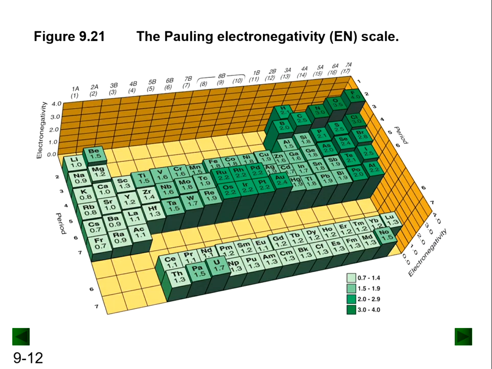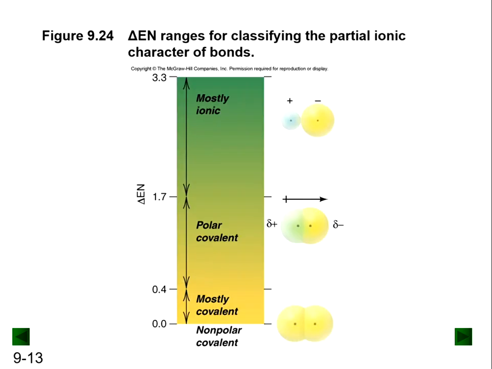Next, we have our Pauling electronegativity scale, and we should have that available. You should print out this figure to have available to you when you're solving problems related to electronegativities. And here we have our cutoffs. Our 1.7 delta electronegativity is the boundary between ionic and covalent systems, and 0.4 is for the polar covalent versus nonpolar covalent systems.